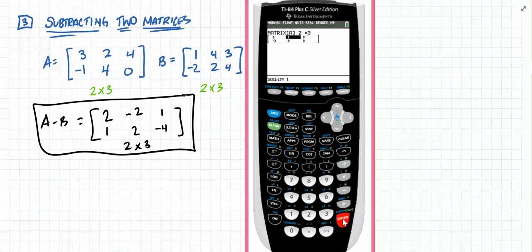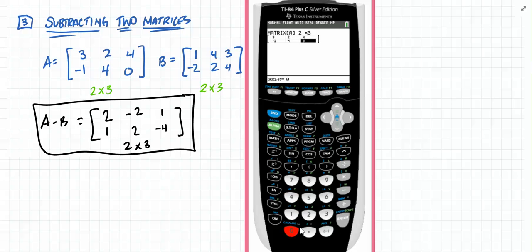Stays in row 1, but it goes columns left to right. So I'll punch in 2, enter, and then 4, enter. And now I'm in row 2, column 1. So I want -1. Be sure you use the negative sign, which is the button below the 3, not the minus sign. There's a difference there. Enter, then push 4, enter, then 0, enter.